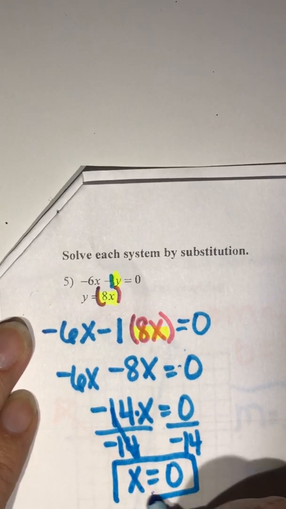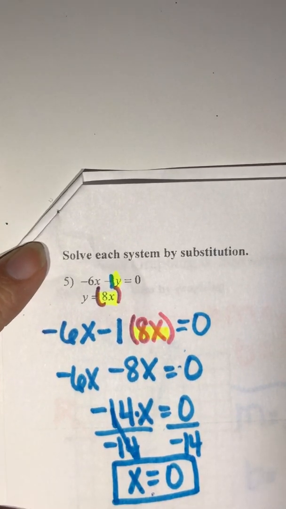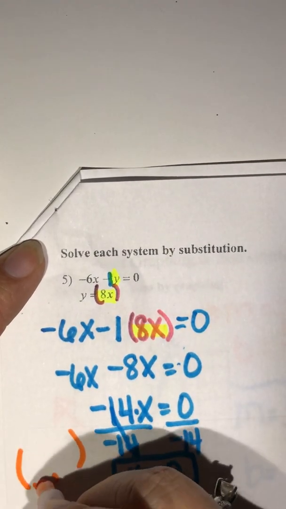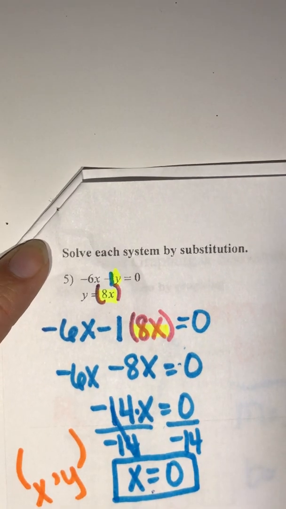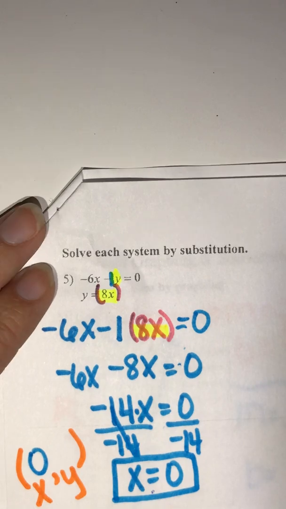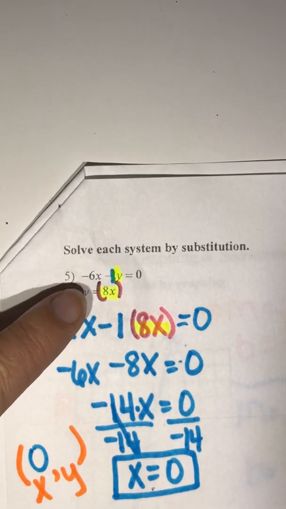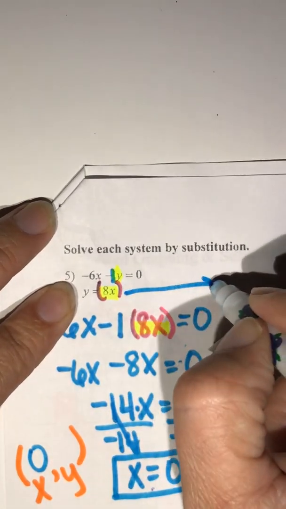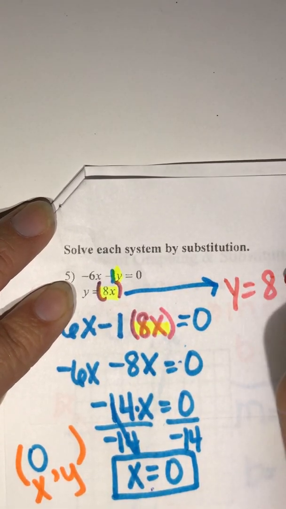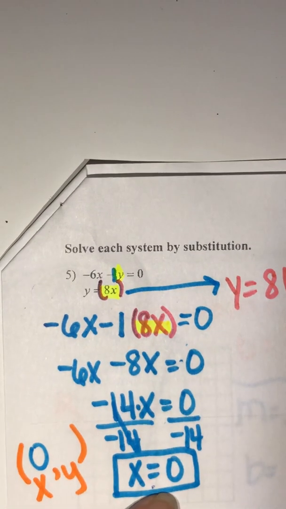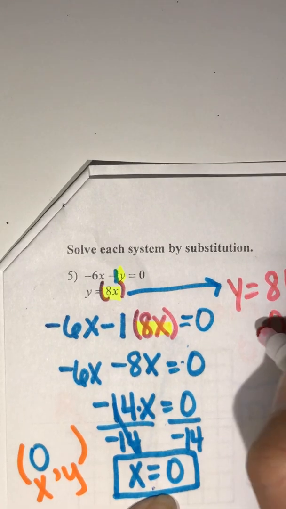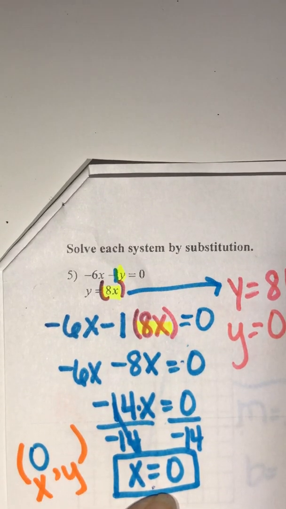Now that's the first important piece of information I have, because remember, a solution you write as an ordered pair, and that solution is x and then y. We just found out that my x is 0. Now we got to find out what the y is. You're going to plug in the y into this bottom equation right here. So I'm going to say y is equal to 8 times x, and we found out x was 0. So 8 times 0 is 0. So what is y equal to? 0.